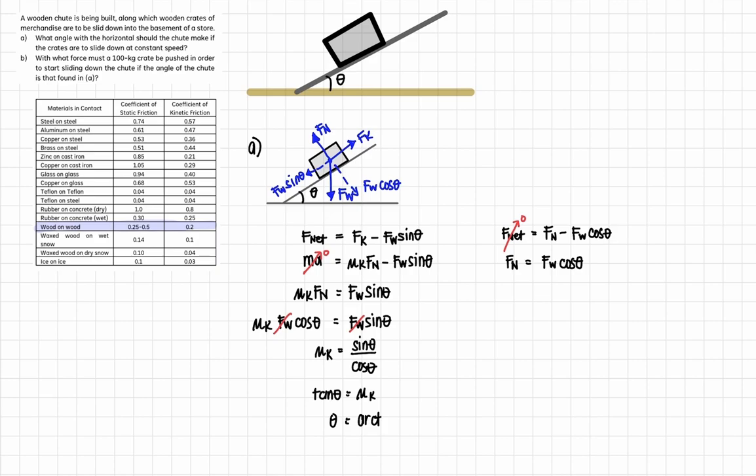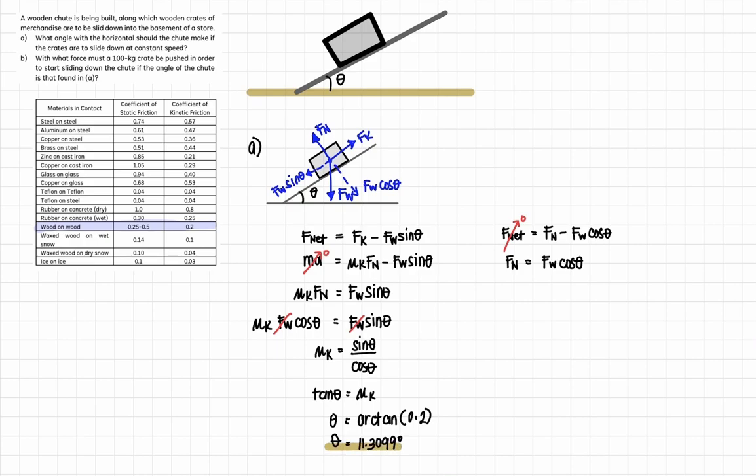So theta is the arctangent of mu k. Between wood and wood, the mu k coefficient is 0.2. So arctangent of 0.2 is equivalent to 11.3099 degrees. So that is the angle that the chute should make with the horizontal to make the crates go down the chute at a constant speed.